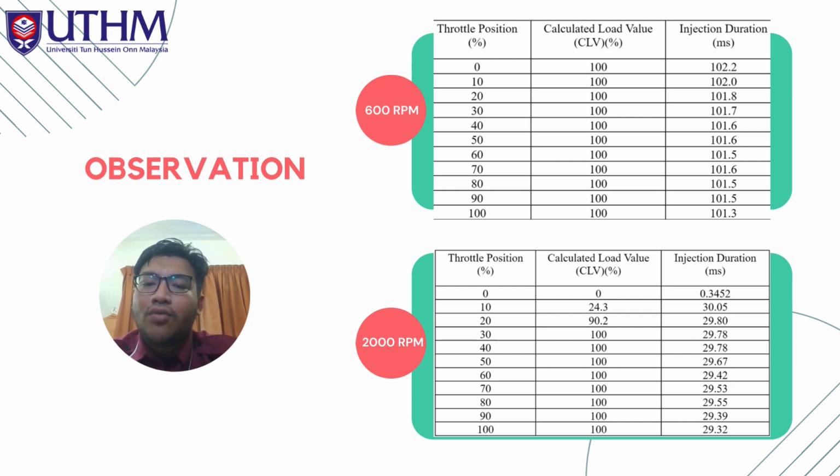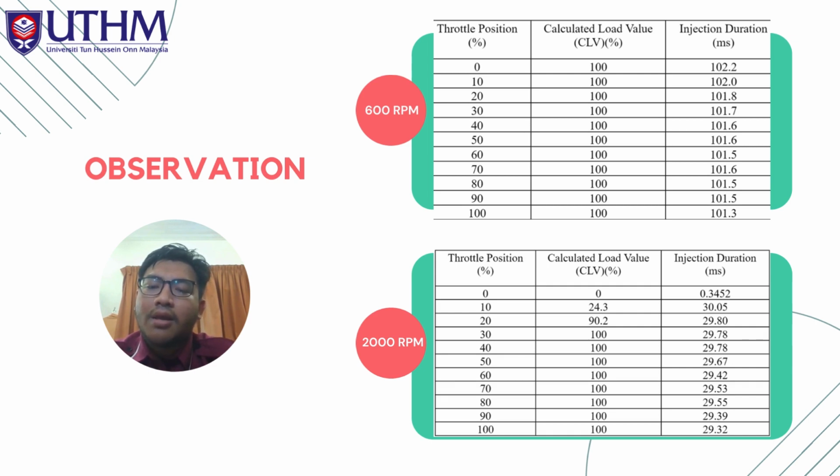The calculated load value was increased from 0% to 100%, while the total position is 0 to 100%. Next, when the total position was at 0% and 0% to 10%, the injection duration was increased from 0.3452 milliseconds to 30.05 milliseconds. After that, the injection duration was decreased to 29.8 milliseconds at the total position 20%.